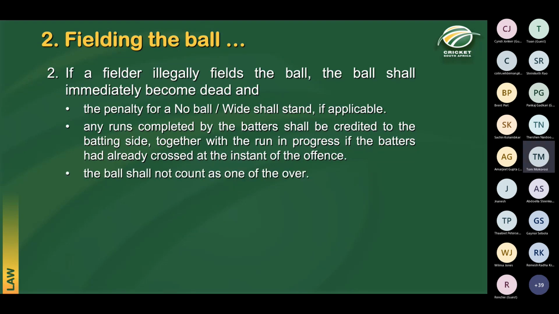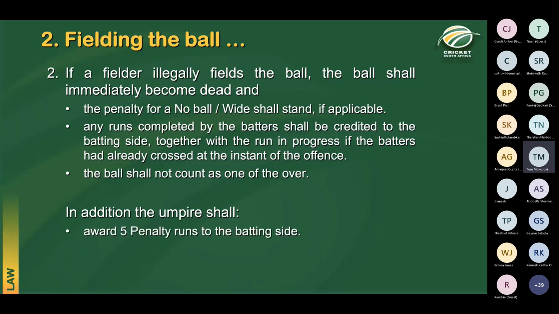Quite importantly, this is one of the times where the ball has been bowled, but because of the illegal fielding, it shall not count as one of the over and shall obviously have to be re-bowled. In addition, the umpire shall award 5 penalty runs to the batting side, and we shall inform and report. Okay, so quite a few things to do here, and important in the exam to list all of these.